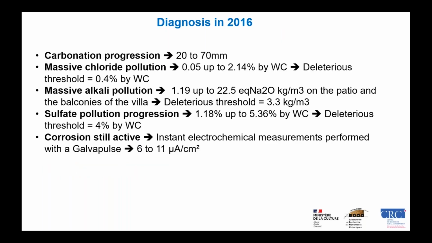So what we could see in 2016 is that the carbonation had progressed quite a lot, from 20 millimeters to 70 millimeters. We had massive chloride pollution, up to 2.14% by weight of cement, and you probably know that the threshold is 0.4% by weight of cement. We had massive alkali pollution, probably due to the application of the mineral migrating corrosion inhibitor.